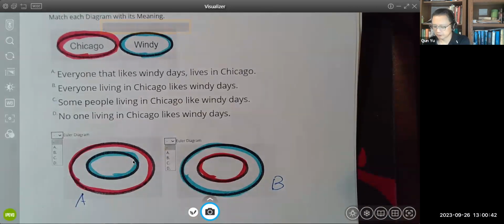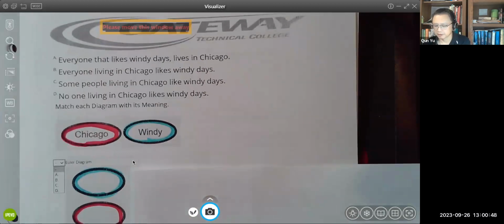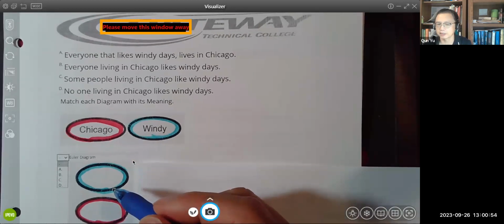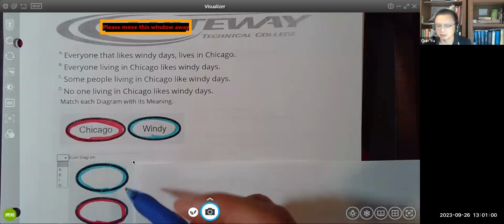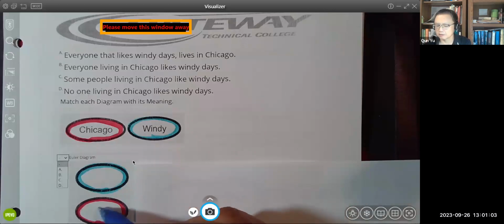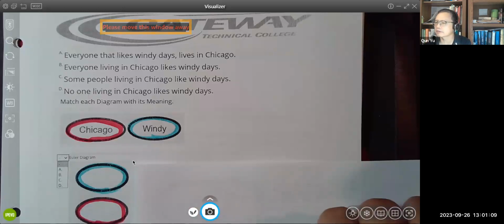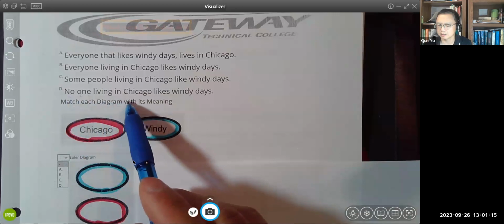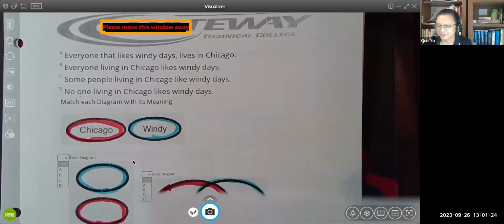Now let's look at the third one, which is on the next slide. One by one again. So this one, apparently, these two circles are totally separated. We have a model for that. We call it no A or B, right? It doesn't matter which one is A and which one is B. So now, people living in Chicago like windy days. Now, people who like windy days live in Chicago. Either way, depending on what is given. So apparently it has to start with no. So no one living in Chicago likes windy days. So this is our answer. Oh, this is D, excuse me. That's D, right? The last one.